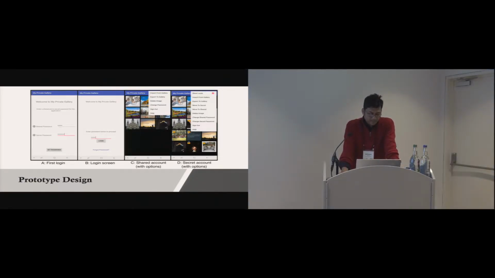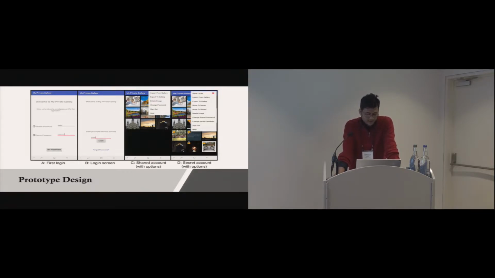Our design uses a password interface, with users setting one password to access the shared gallery and another to access the secret gallery. When a user installs the application and opens it for the first time, they are prompted to create two passwords, a shared and a secret password. Then they are directed to a single login screen where they can enter either one of their passwords depending on the account that they wish to open. After logging into one of the accounts, the user is able to perform all normal gallery-related operations for that account.